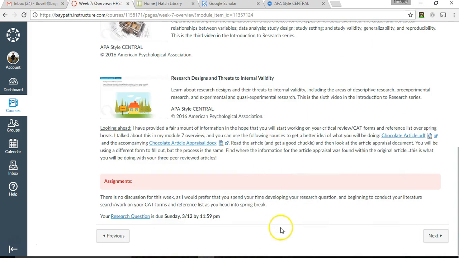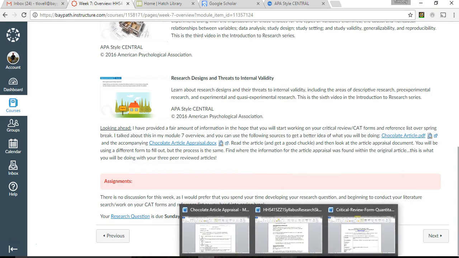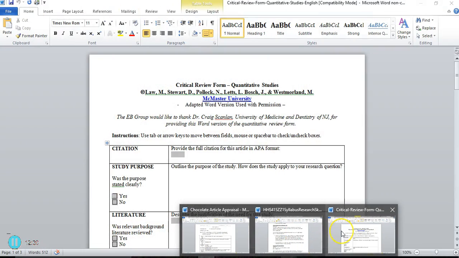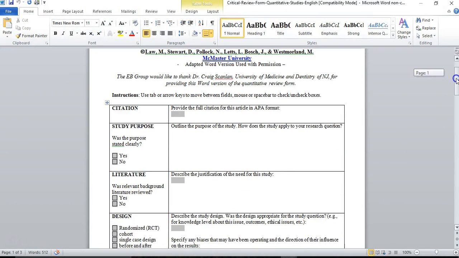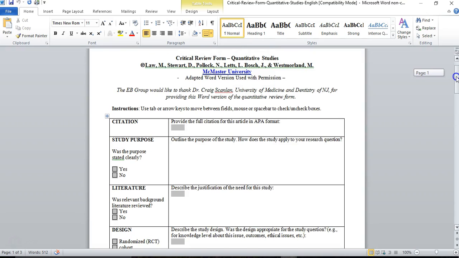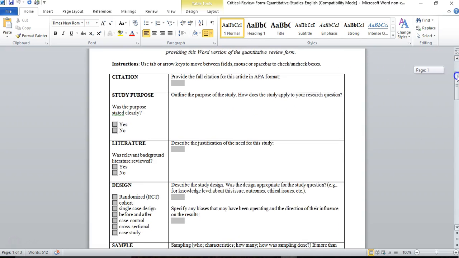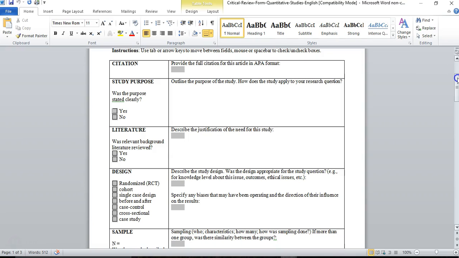So the form that you'll be using, and the reason that we're using this one, is because this is kind of the gold standard, so you might actually see this quite a bit. This is adapted from a PDF developed by McMaster University, as you can see, and it really goes through a lot of the same stuff. It's just a different format.